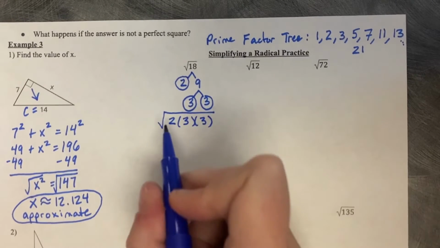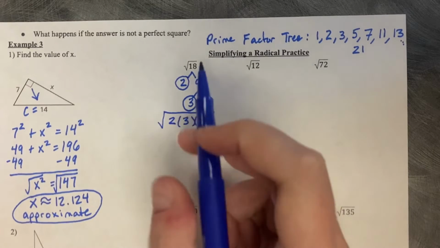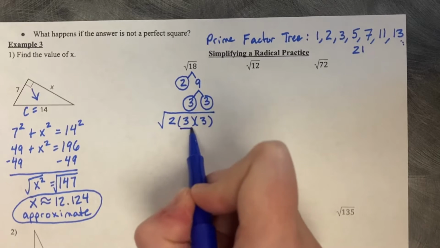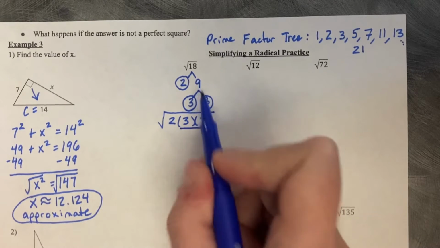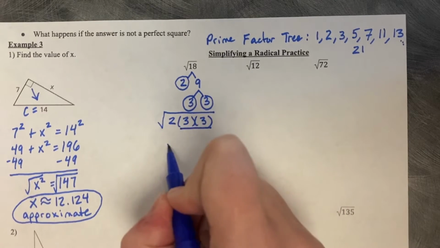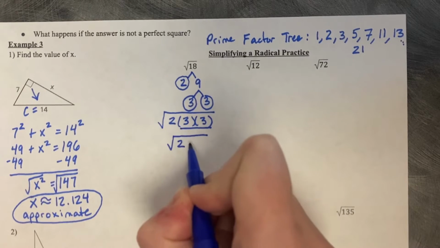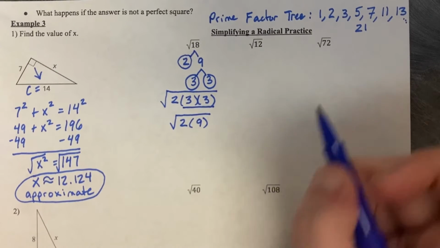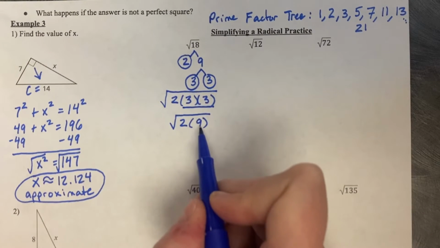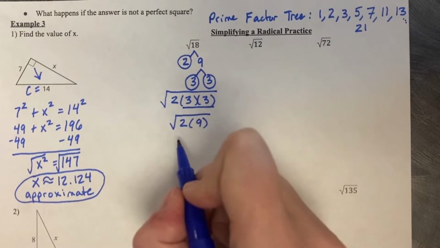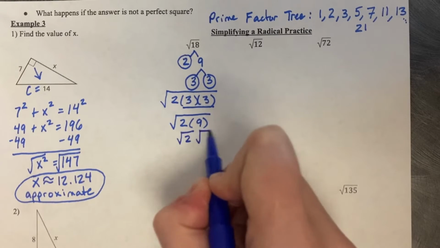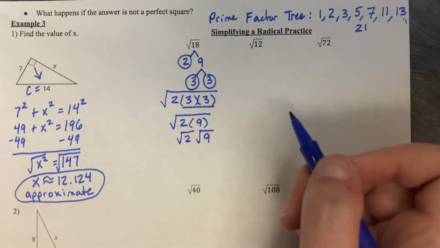It's the same thing. 2 times 3 times 3 is the same thing as the square root of 18. Well, 3 times 3, those go back. 3 times 3 is 9. So I could even rewrite this one more time as 2 times 9. Now, 2 is a prime number, but 9 is a perfect square. 3 times 3 is 9. So what I can do is break this up again. I can say the square root of 2 times the square root of 9.